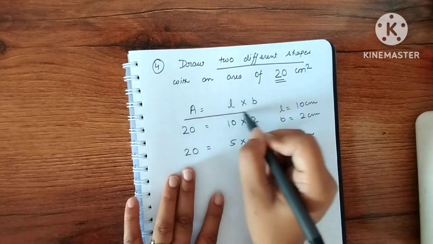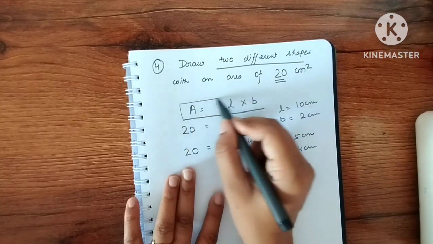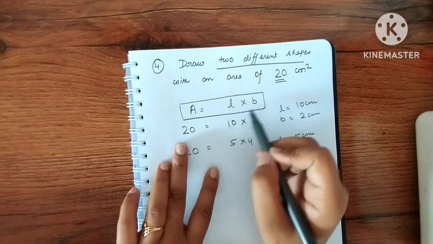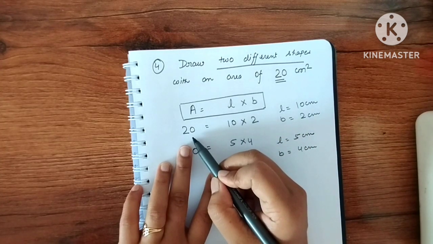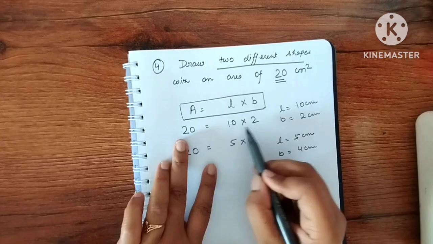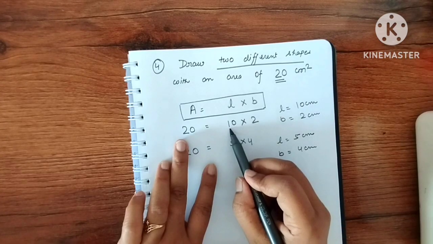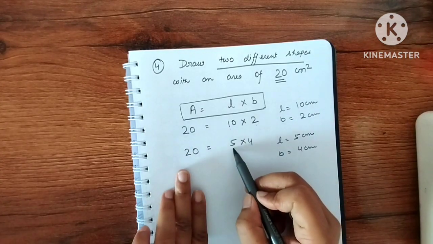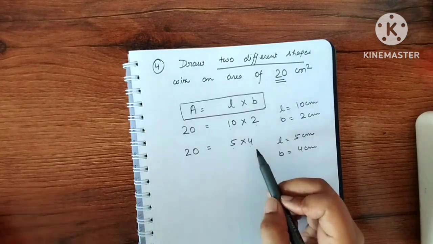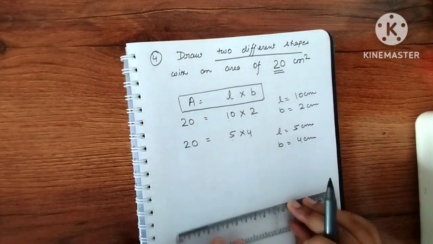That's why it is very important that you should know the formula for the area. The formula for the area is L into B. Now area is 20. Which two numbers do you multiply to get 20? 10 2s are 20. So L is 10, B is 2. 5 4s are 20. So L is 5, B is 4. Now draw two different shapes.